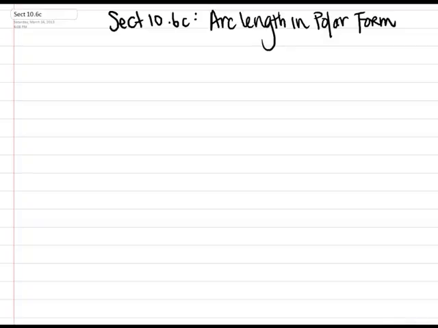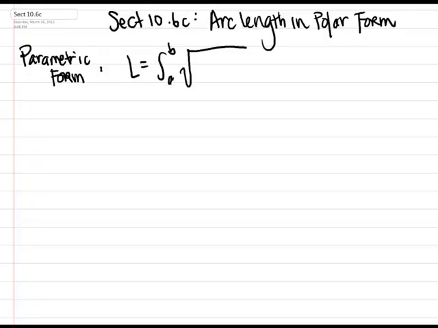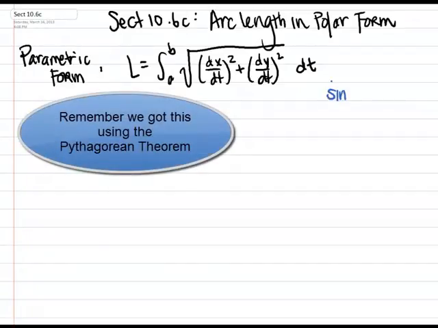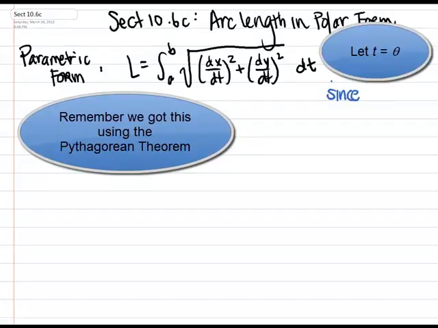Alright, here we go with the last of the new topics for Calc BC, arc length and polar form. I want to draw your attention to the parametric form of arc length, and that's going to be L equals the integral from a to b of the square root of (dx/dt) squared plus (dy/dt) squared dt. We're going to convert this over into polar form.